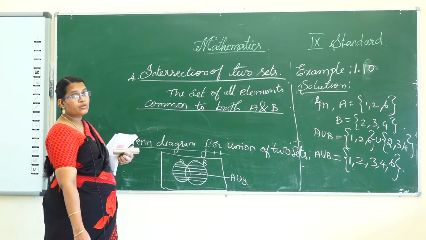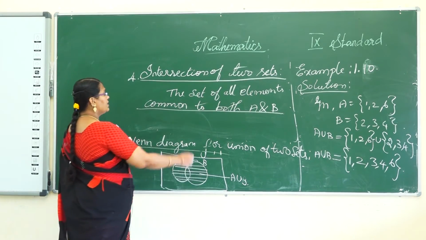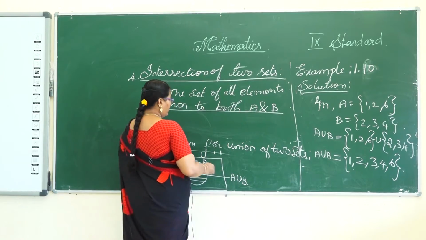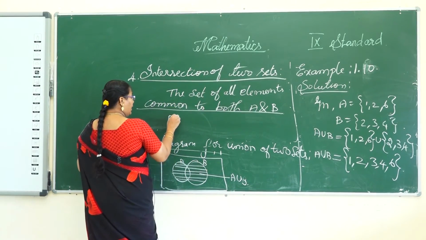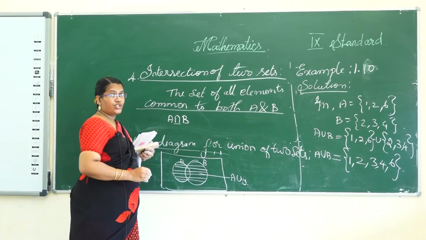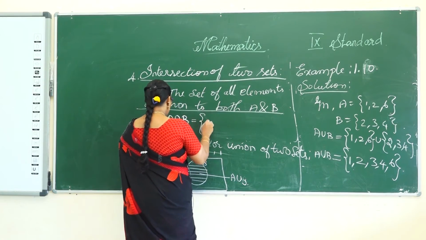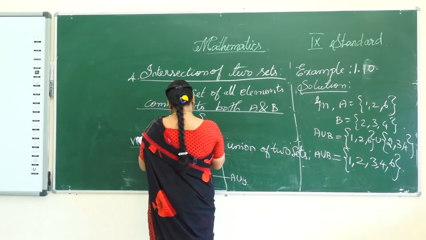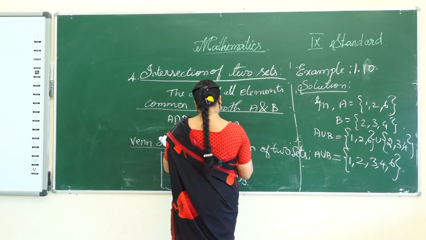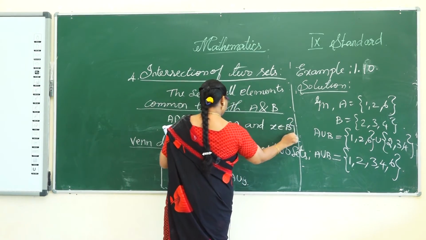So intersection of two sets means: let A and B be two sets, then the set of all the elements common to both A and B. It is denoted by A intersection B. The symbol is the intersection symbol. So A intersection B is equal to the set of all x such that x belongs to A and x belongs to B.